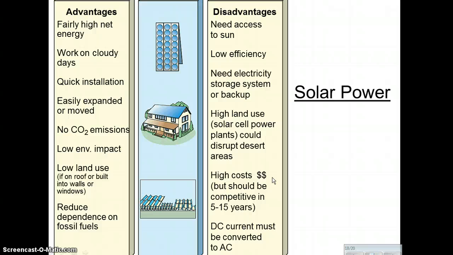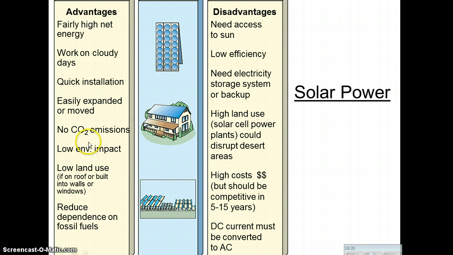So advantages are there's a really high energy yield. The sun's not going away other than with clouds. That given, it can work on cloudy days. It's not going to work quite as well, but our technology is such that we can get some out of that. It does have a quick installation once we have the parts. We can expand or move them these days.